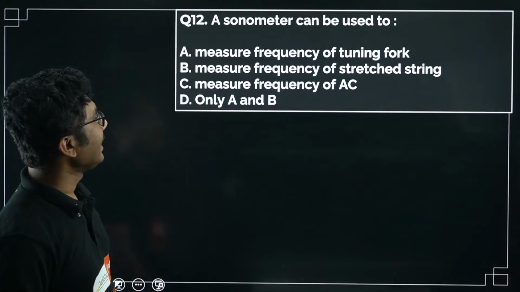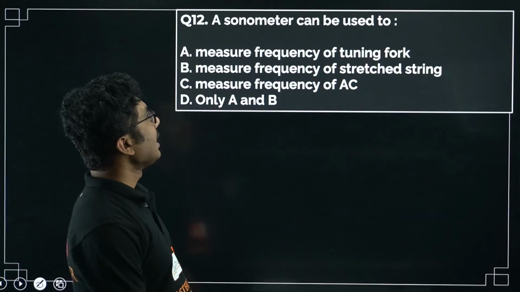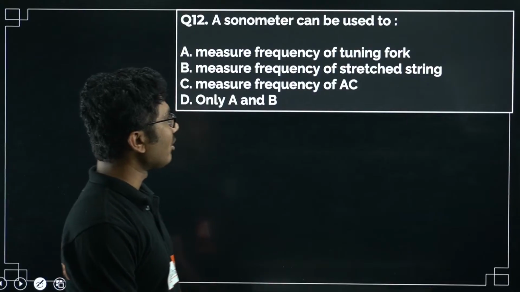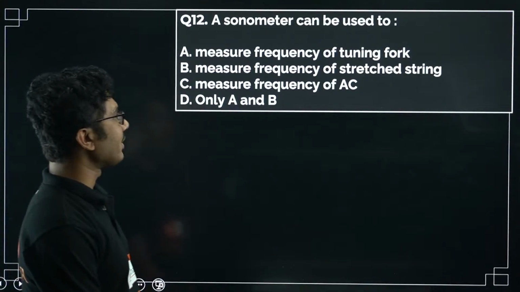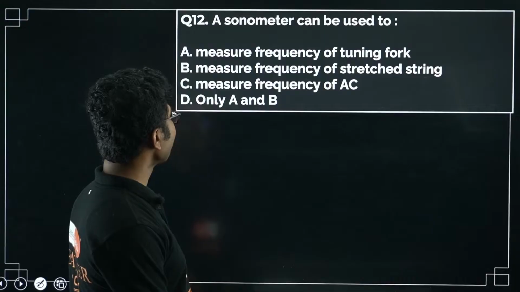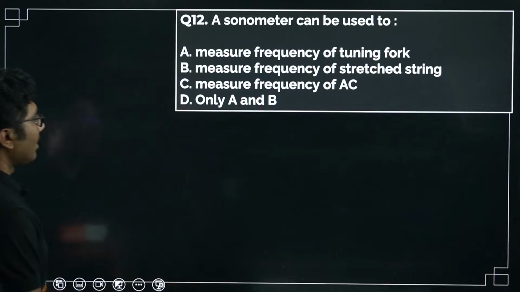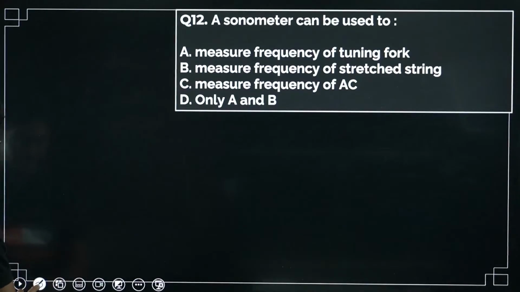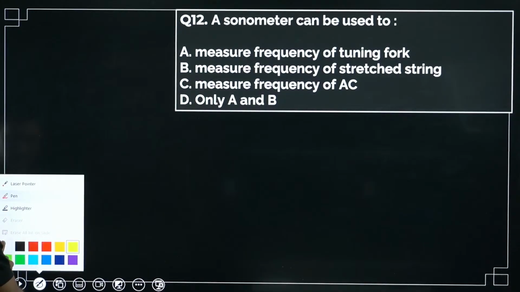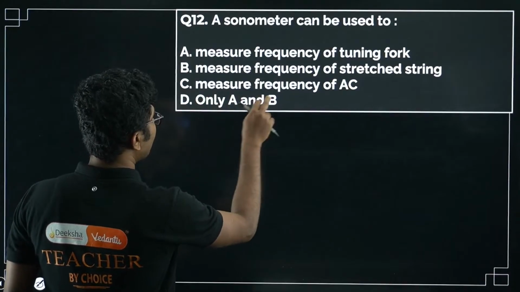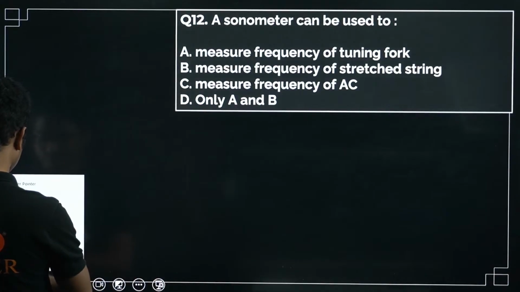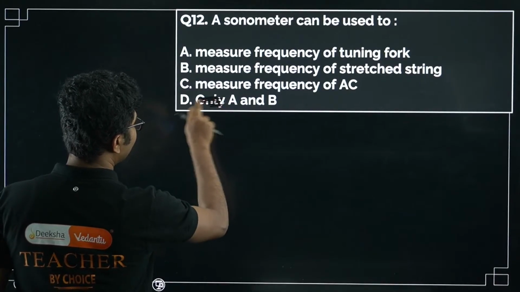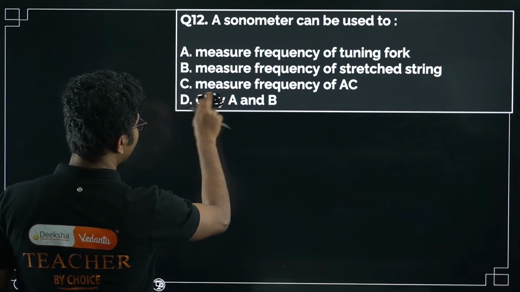Now let's move on to the next question. A sonometer can be used to measure the frequency of a tuning fork, the frequency of a stretched string, the frequency of AC, only A and B. Actually there is a mistake over here. It should be all of the above. It should be A, B and C, not only A and B.